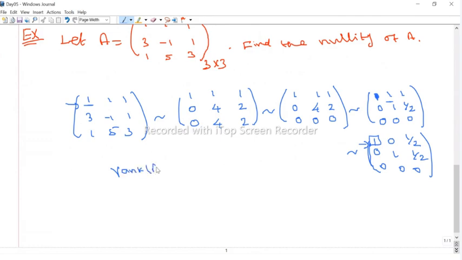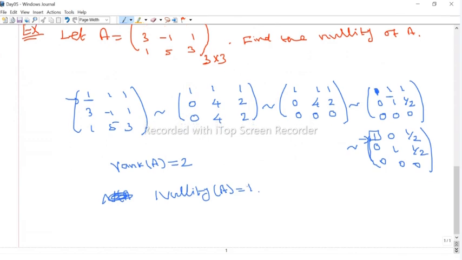The rank of the matrix is 2 because the number of non-zero rows in the row echelon form is 2. Therefore, by the rank nullity theorem, the nullity of A is 1, because it's a 3 by 3 matrix and the number of columns is 3. Rank plus nullity should be 3. Since rank is 2, nullity should be 1. Okay, so this is very important.